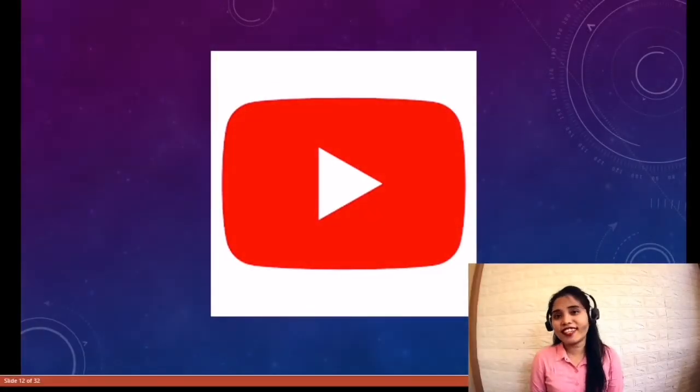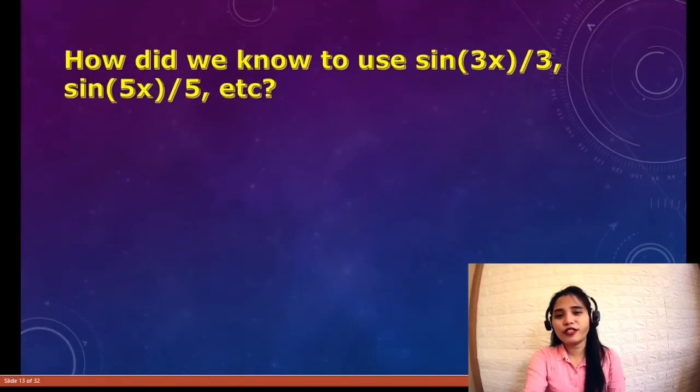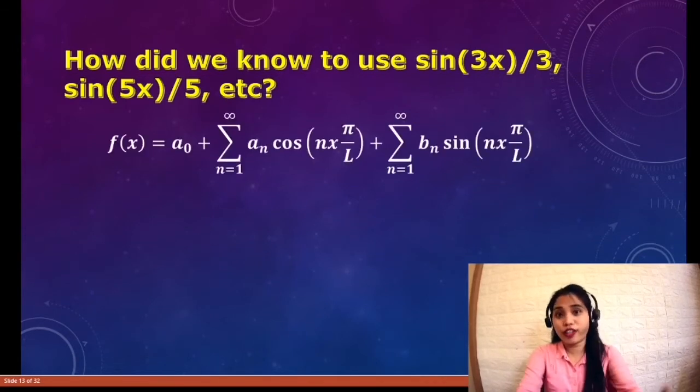Isn't it fascinating to see? Now, how did you know that we used sine 3x over 3, sine 5x over 5, etc.? That's right, because we have this formula or the Fourier series.